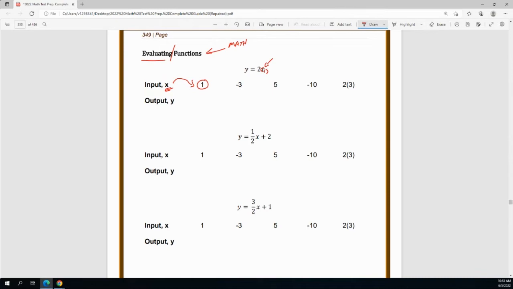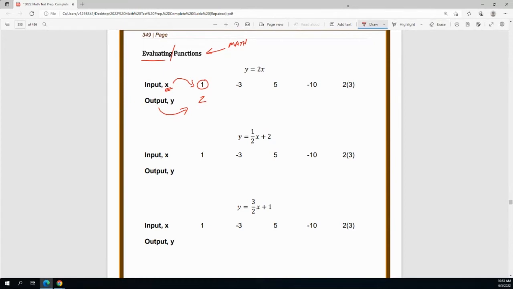So that would be 2 times 1. And then we're going to track, if I put a 1 in, what kind of output do I get out? Well, a 2 times a 1 is going to give me a 2. That means my y is 2. So my output would be a 2. Let's try it again.